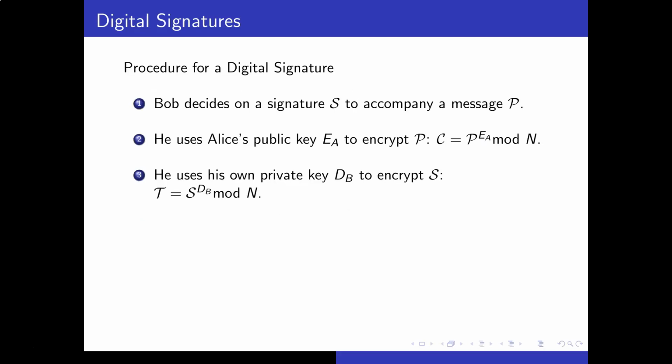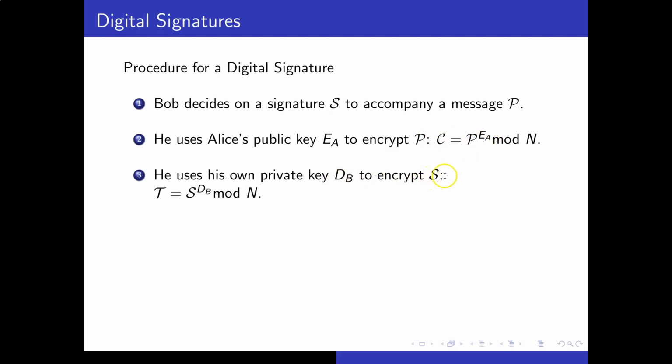So, what we do for a digital signature, Bob decides on a signature that's going to accompany the message. He has to do two things. The message has to remain secure. The signature doesn't. The signature is just that. It just says who he is. There is no other information in it. So he will encrypt the message using Alice's public key. That gets him the ciphertext, which he sends to Alice.